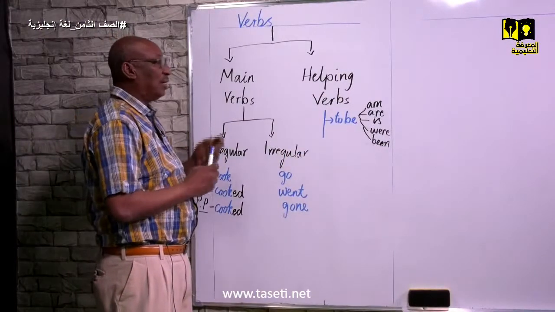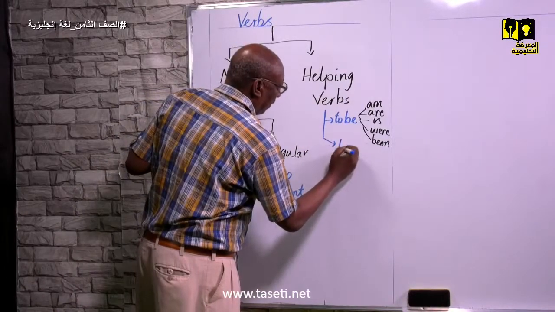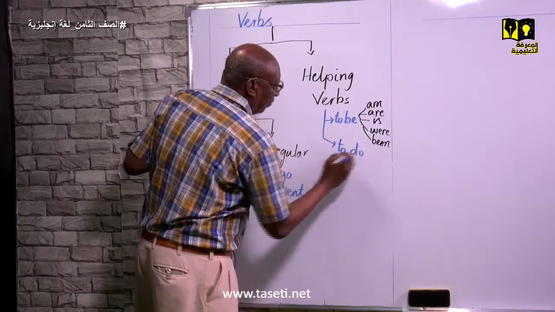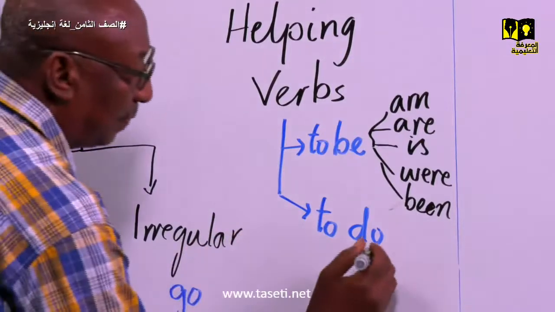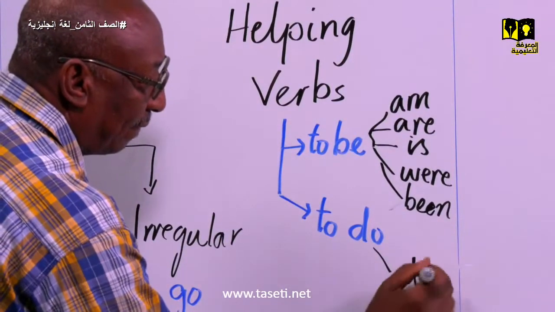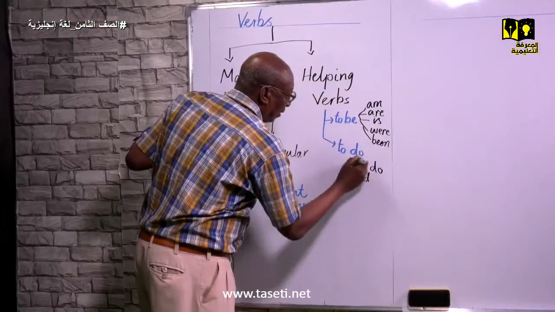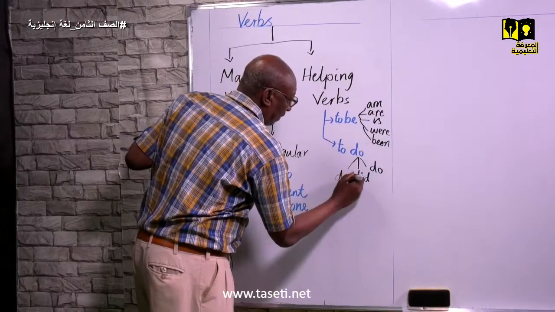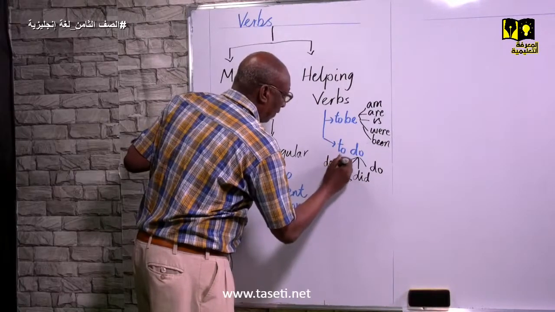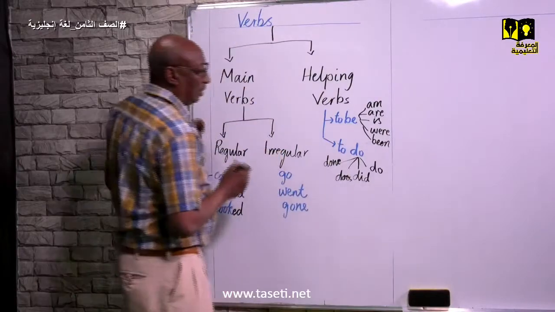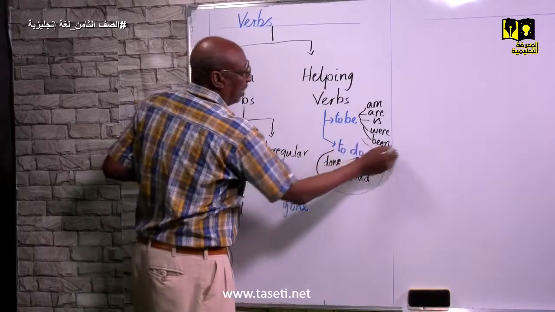We see also in the helping verbs, we have to do. The verb to do, we get what? Do, did, does, and done. This is the verb to do. We have this. And the verb to be, we have this.